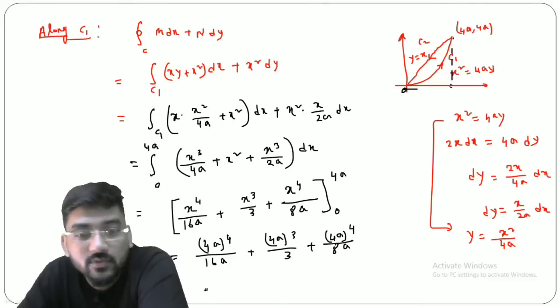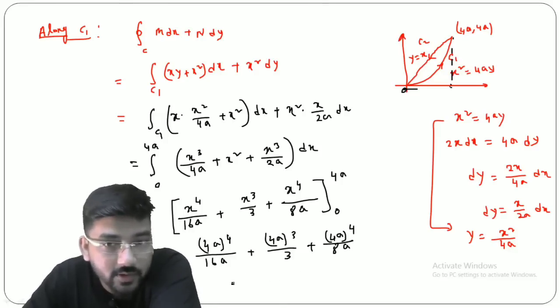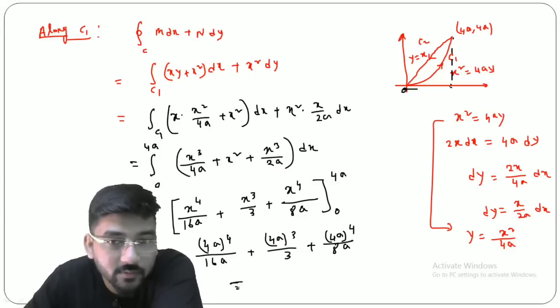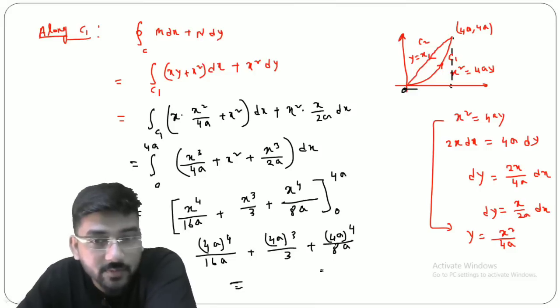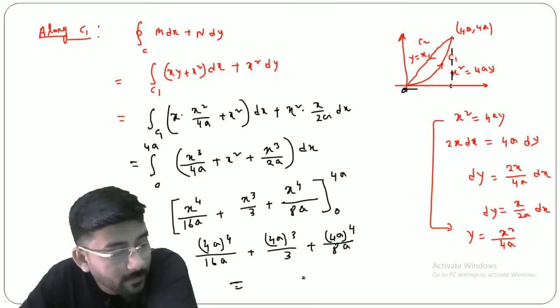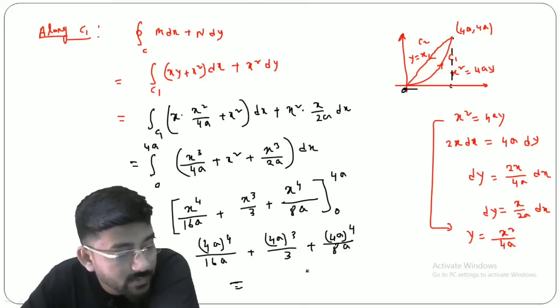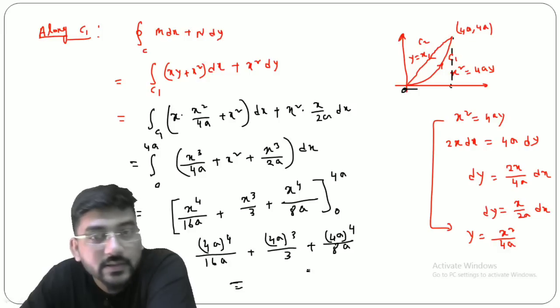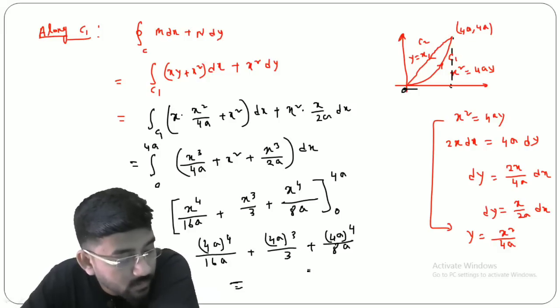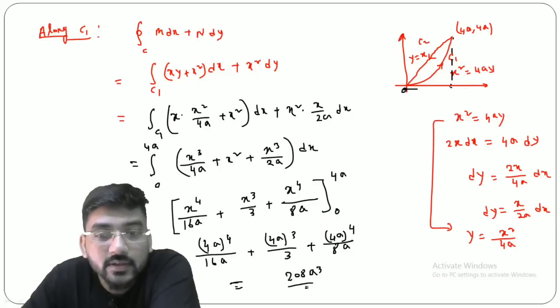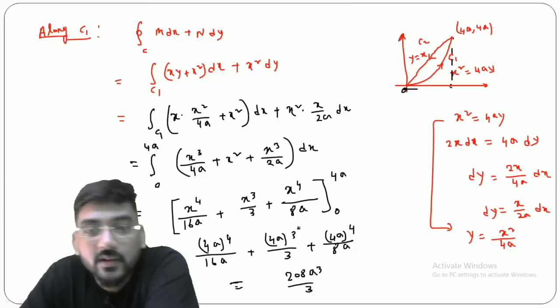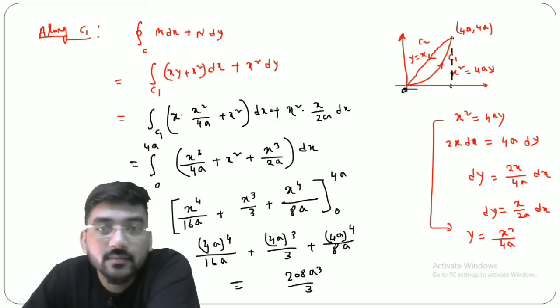Okay. Now let me solve. I leave it for you to solve this, because this is very simple, and I can give you the result directly. So you will get, for the curve C1, just 208a cube by 3. So you will get from here 208a cube by 3 for C1. Now let me solve the same integration for C2 also.